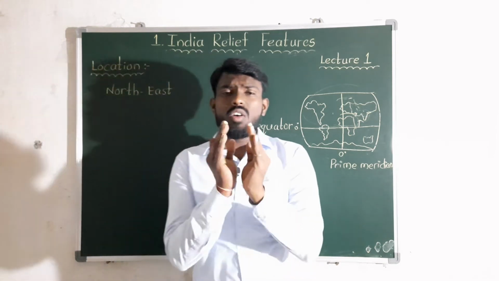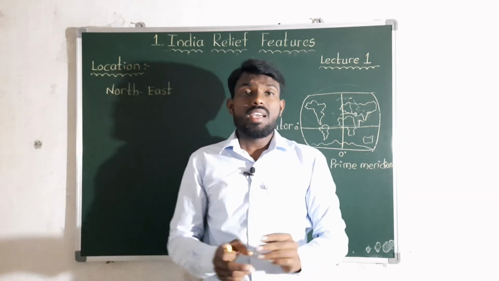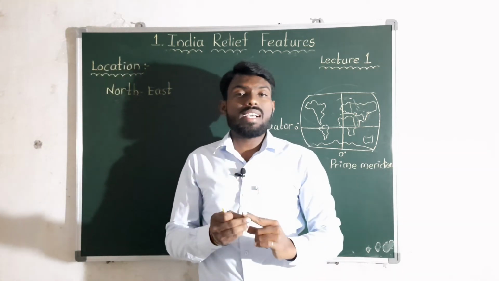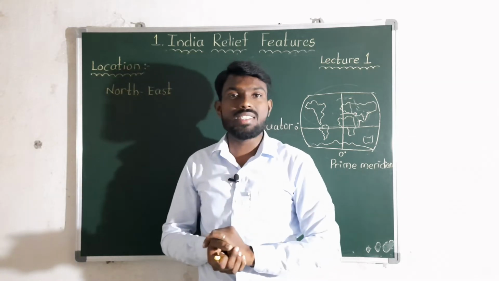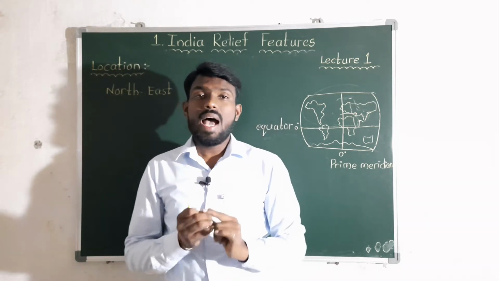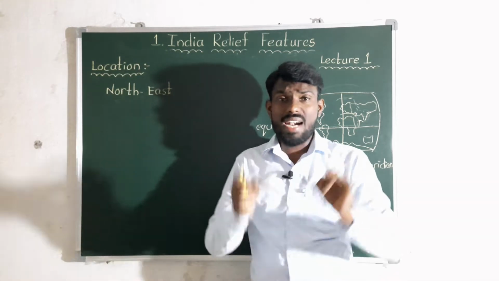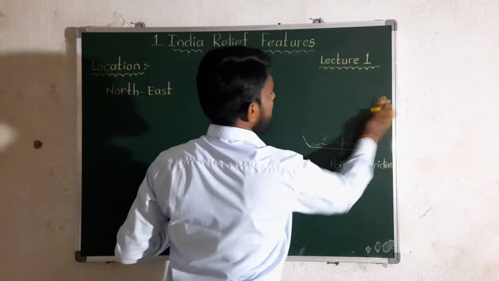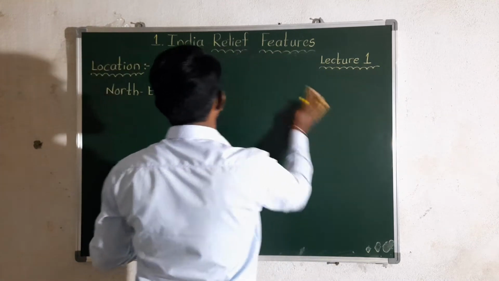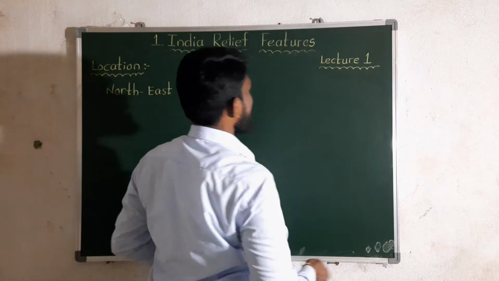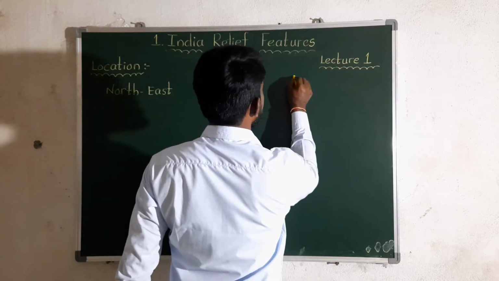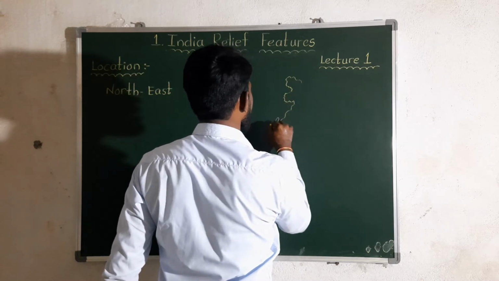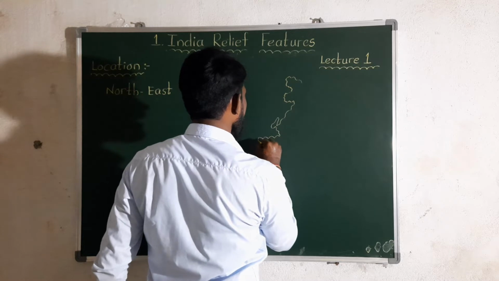Now we are going to discuss the extension of our country India, that is, the longitudinal extension and latitudinal extension. To understand the longitudinal and latitudinal extension very clearly, let me draw a rough diagram of India. With the help of this rough diagram, we can understand the extension very clearly.